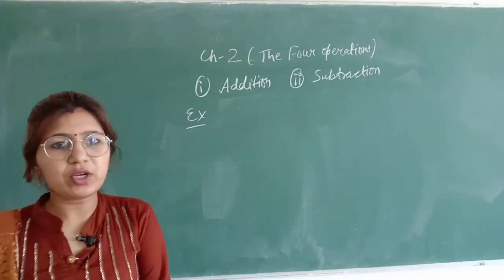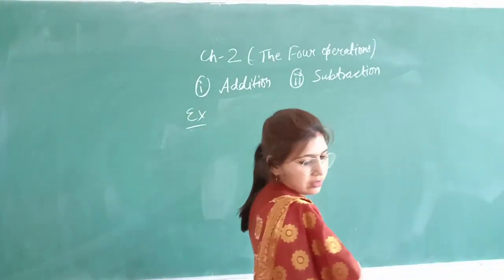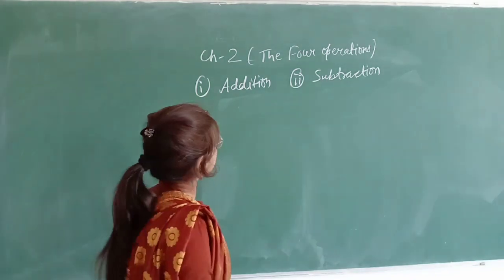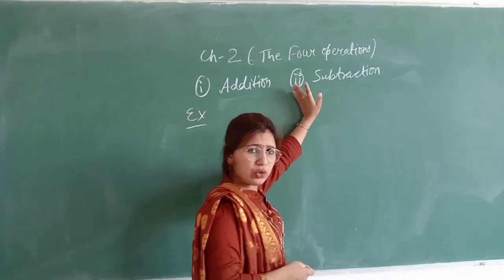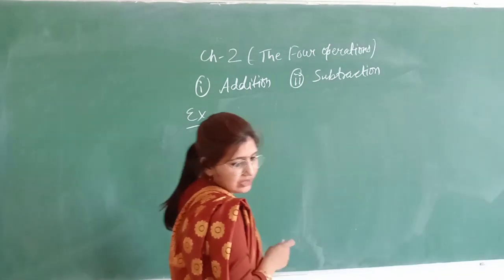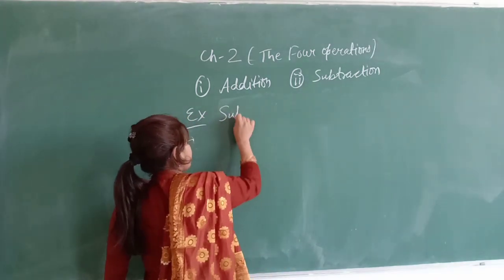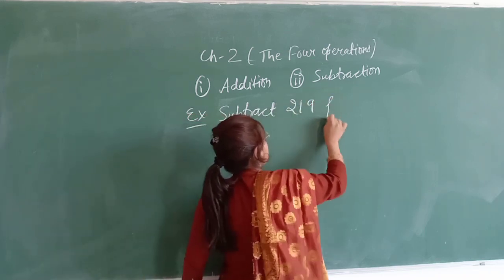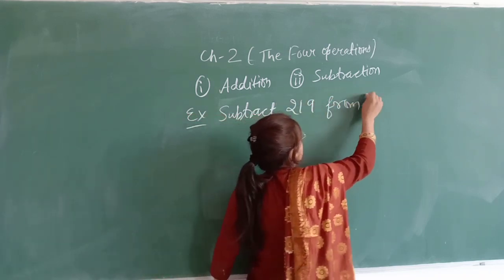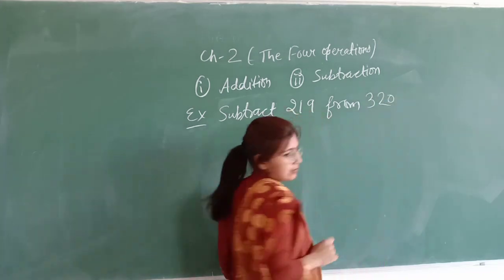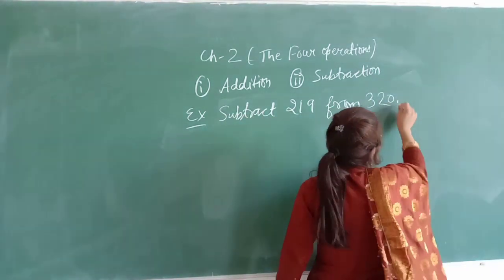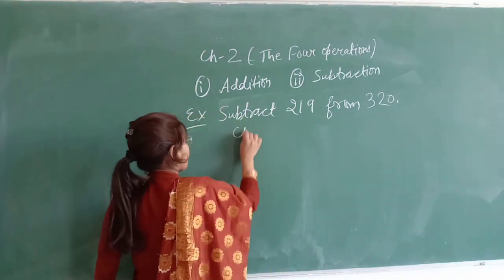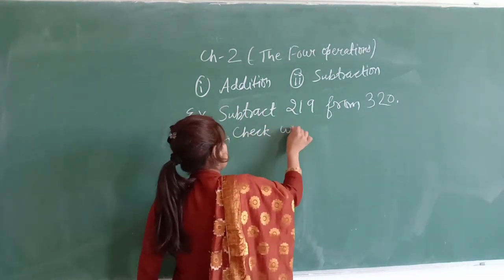Now, one more example on the basis of subtraction I will solve for you, so that you will get more clarification related to these two operations. See students, if a question is given like this: subtract 219 from 320, check with addition. Subtract this from this and then check with addition.